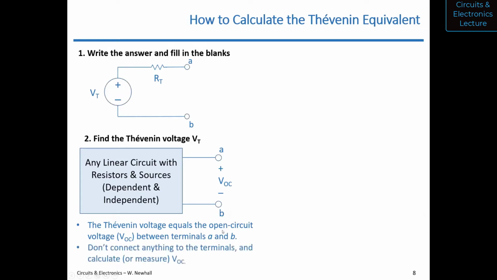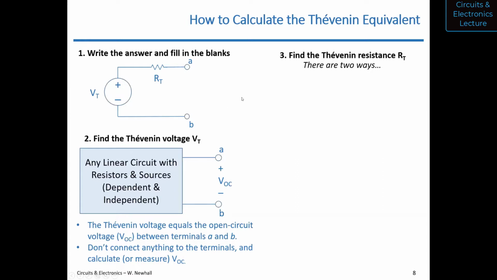So once you determine VOC, that is VT. And we will work an example of this. So now you write your value in volts next to VT up here. You have half the problem solved. The next step is to find the Thévenin resistance, RT.